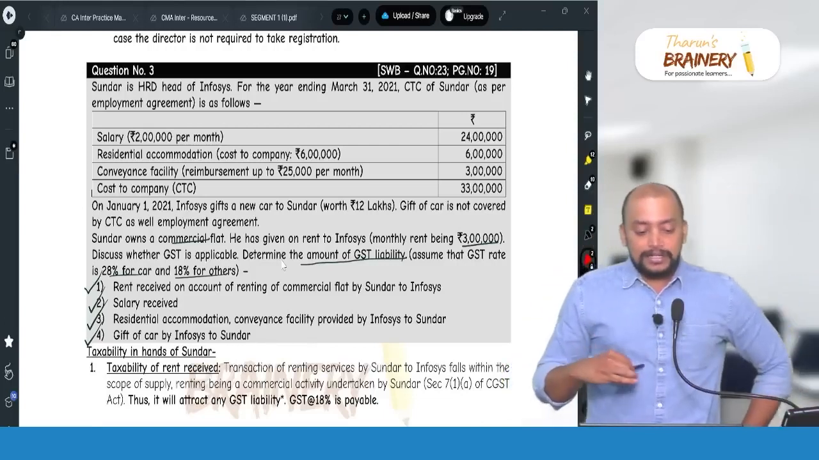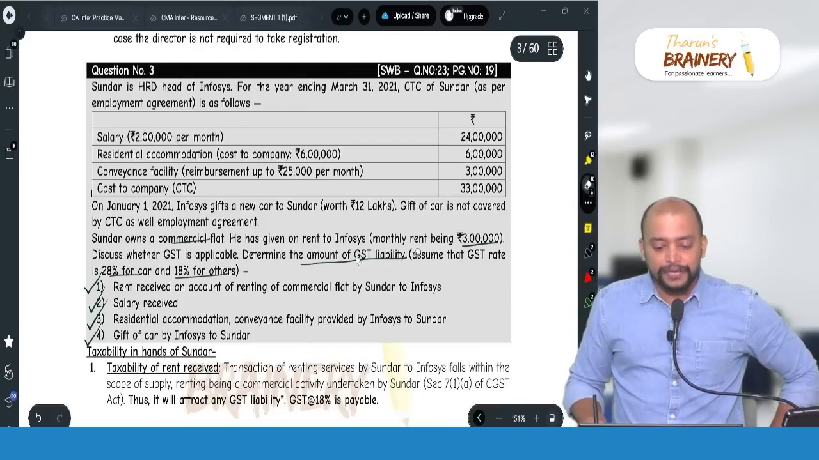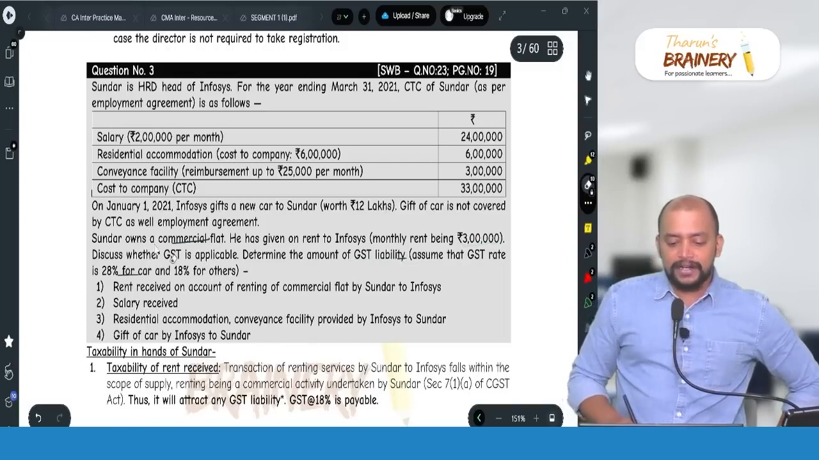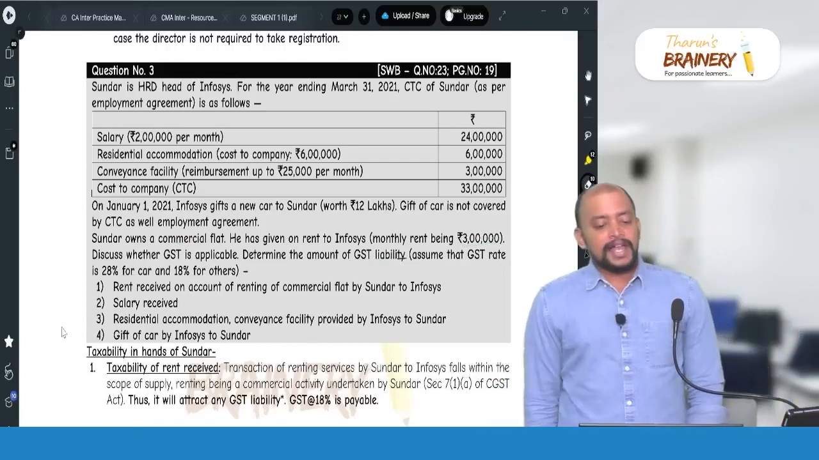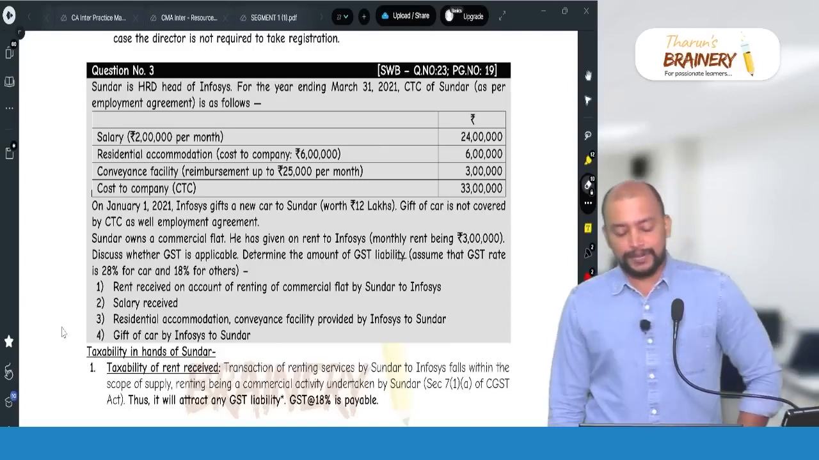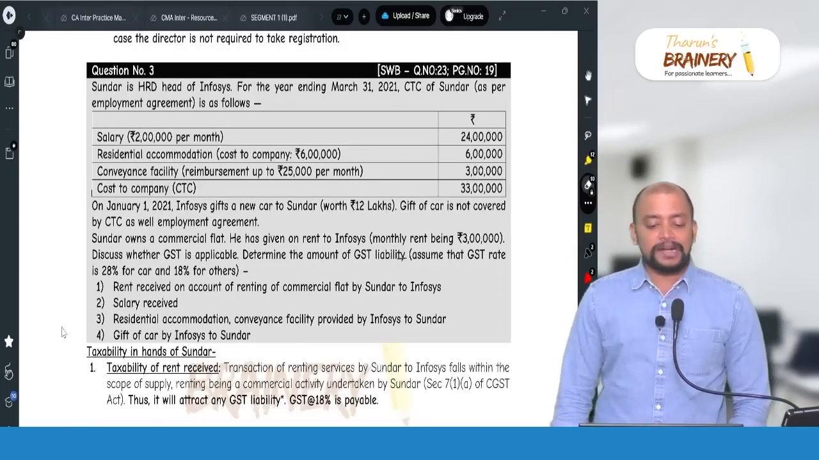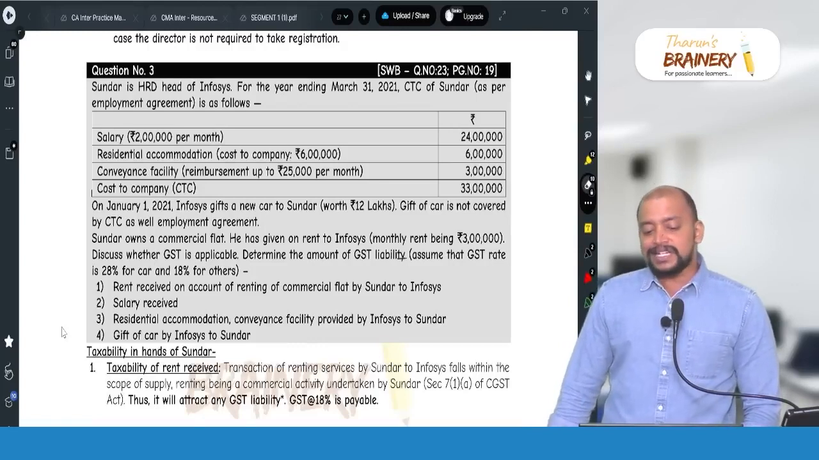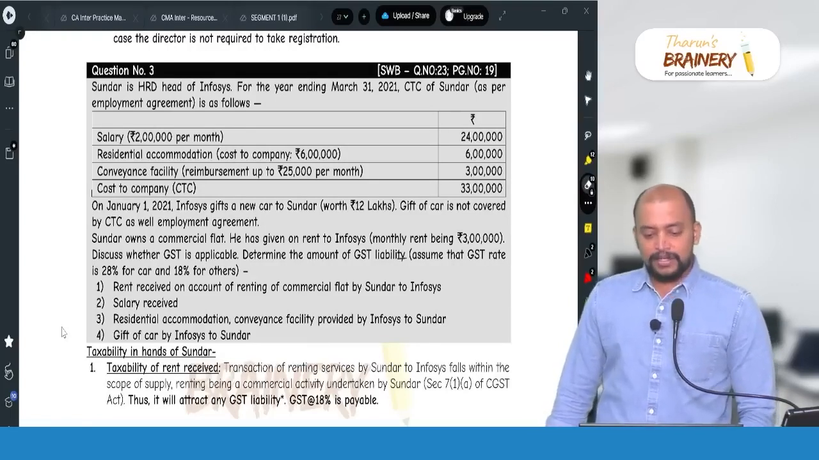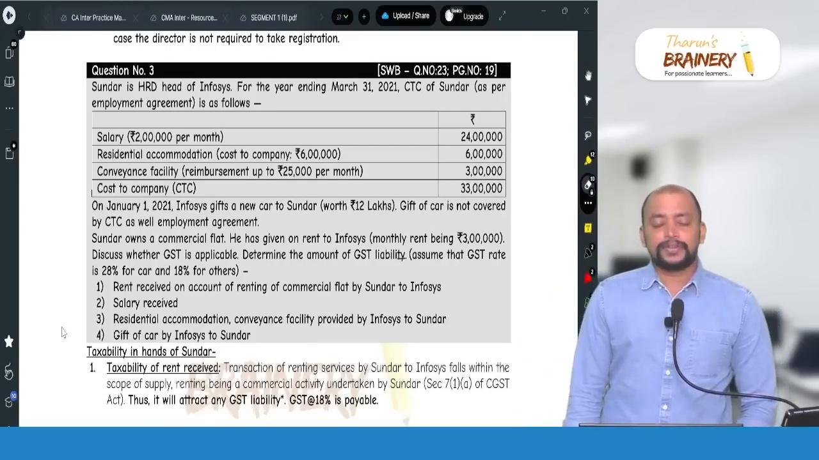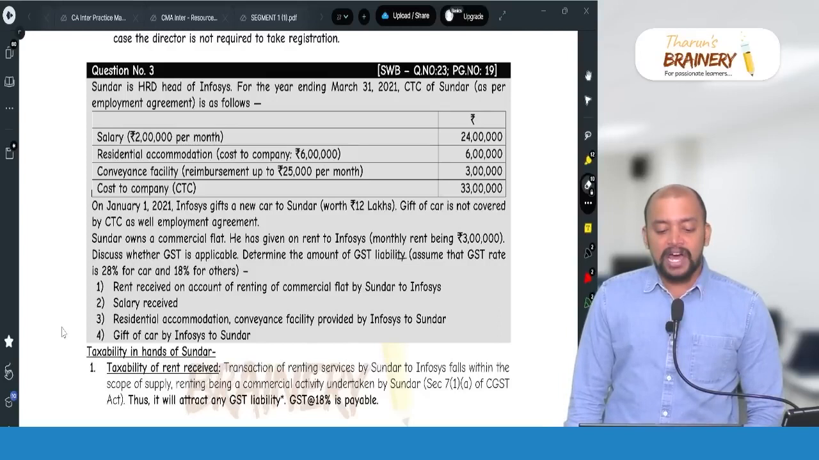Then, question number 3, Sundar is HRD of Infosys. For the year ending March 31st, 2021, CTC of Sundar as per employment agreement is as follows. As per employment agreement, salary 2 lakh per month, residential accommodation cost to company 6 lakhs, conveyance facility reimbursement up to 25,000 per month, cost to company is 33 lakhs. And on January 1, 2021, Infosys gives a car to Sundar worth rupees 12 lakhs. Gift of car is not covered by CTC as well as employment agreement.